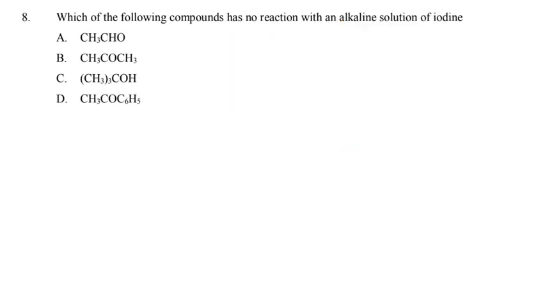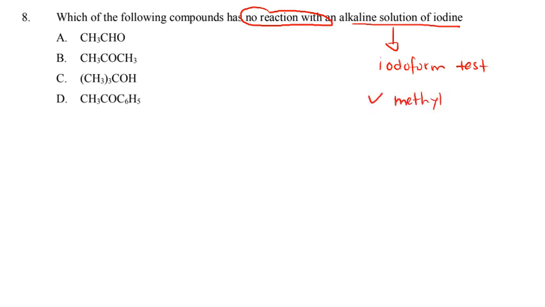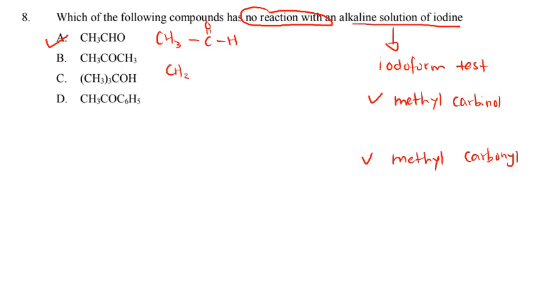Last question. Which of the following compounds has no reaction with an alkaline solution of iodine? So again it is the iodoform test, to test the presence of methyl carbonyl. So try to check over here. CH3, C double bond O H. So this one has the reaction. CH3, C double bond O, CH3 also consists of a methyl carbonyl group.